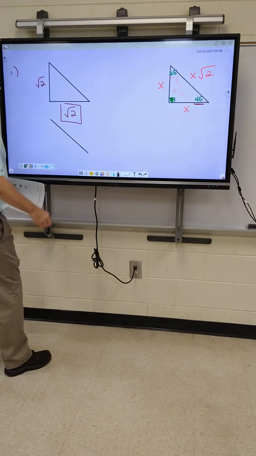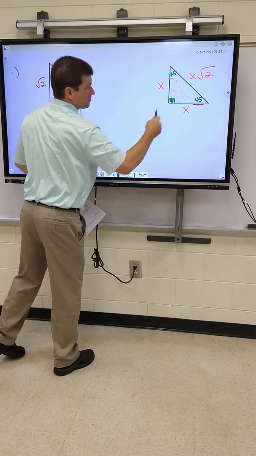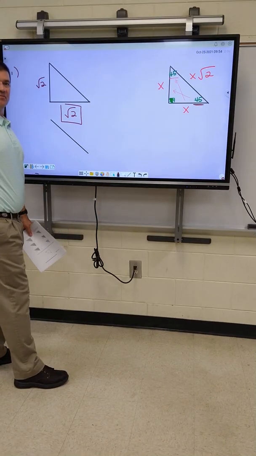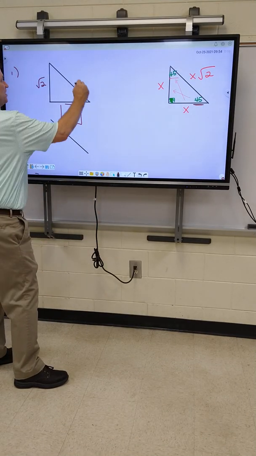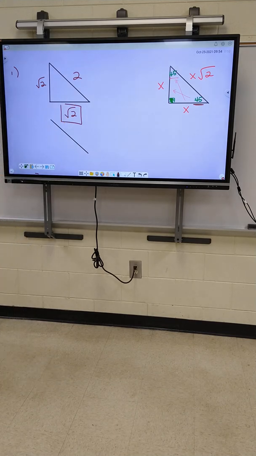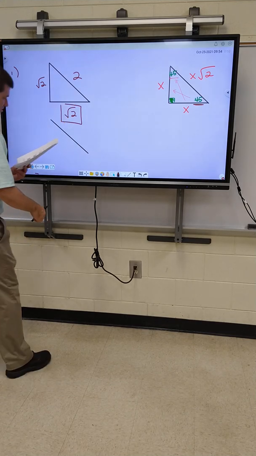You plug it in. Root 2 times root 2. Put it in your calculator. What's it give you? Cancel out the roots, gives you 2. Grant says 2. Everybody good? All right, so 1 and 5, same kind of problem. Let's go to number 2.